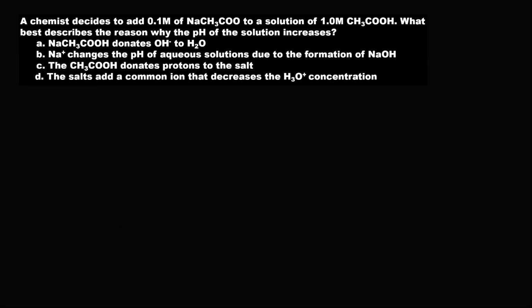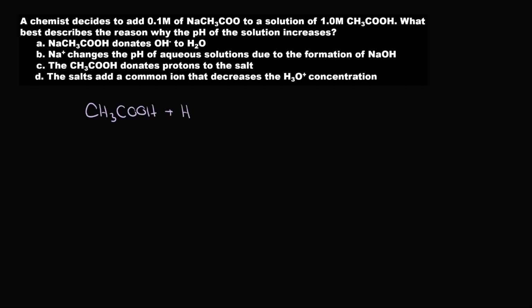For this next problem here, a chemist decides to add 0.1 molar of NaCH3COO to a solution of 1.0 molar of CH3COOH. What best describes the reason why the pH of the solution actually increases? This is a common example of a buffer solution, where we have a weak acid, our CH3COOH, more commonly known as acetic acid.